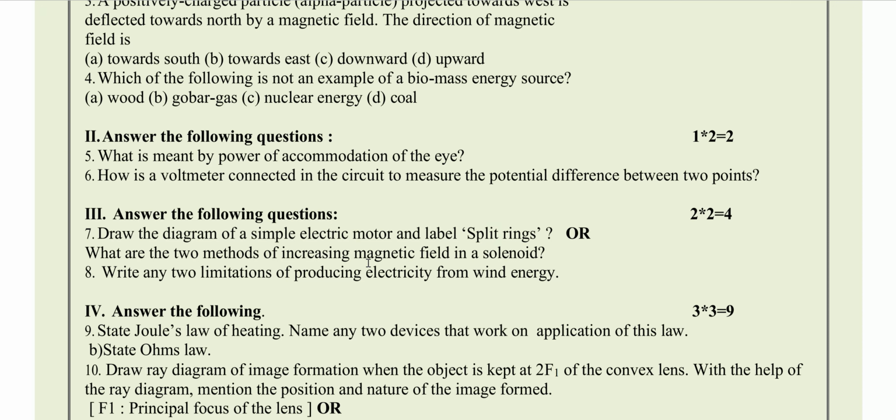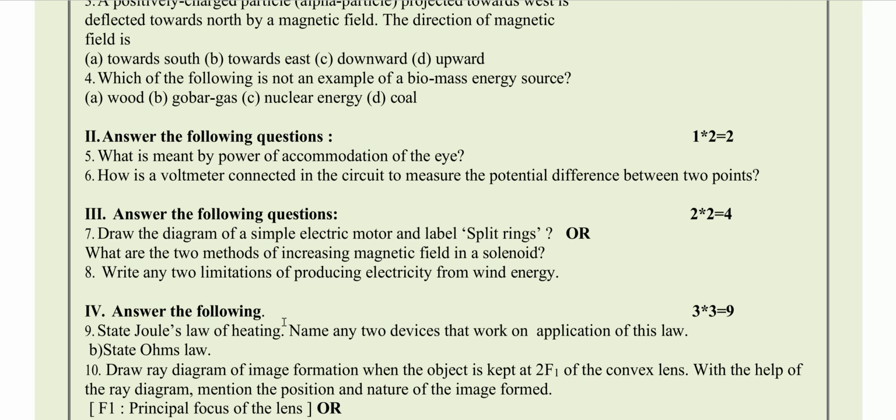Or there is one more question. What are the two methods of increasing magnetic field in a solenoid? So which are the ways? Methods is nothing but ways. Which are the ways you are going to use to increase the magnetic field in a solenoid? Next question. Write any two limitations of producing electricity from wind energy. By using wind energy, what limitations are there?